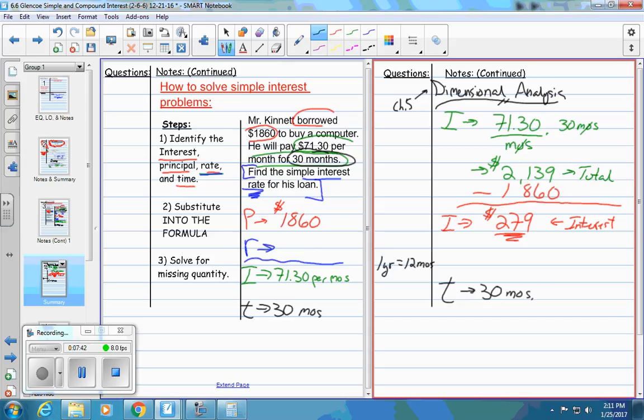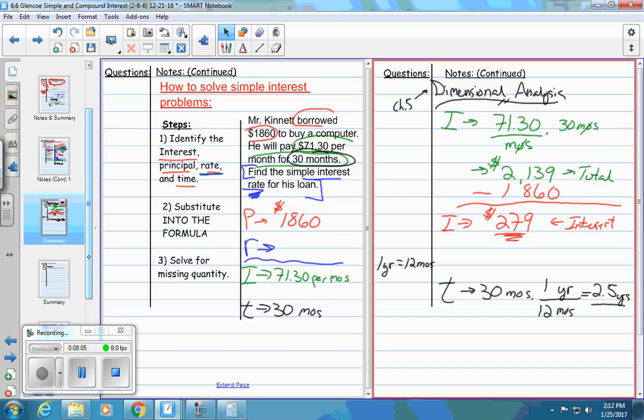Since I don't want months anymore, we're going to put months down here. And we do have a conversion to years. This gets 12, that gets 1. And this is going to turn into 2.5 years. And now we have a number that we can actually use in the formula because it has a unit of years. So really, we did all the hard part. Now we're on to the easier part of solving the actual problem.